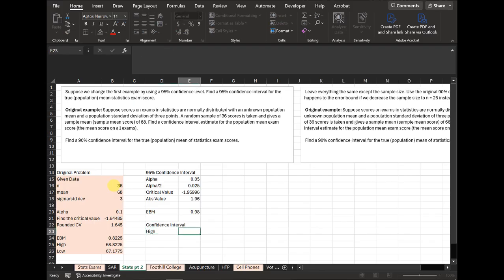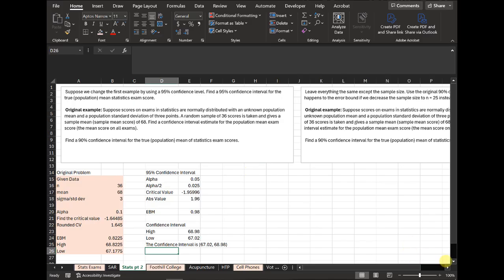From there I'm going to get a new confidence interval. I take the high versus the low parts of my confidence interval. For the high part, I take the mean plus my new error bound, and then I take the mean minus my new error bound. So here's my new confidence interval: 67.02 to 68.98. That's the confidence interval in this case.